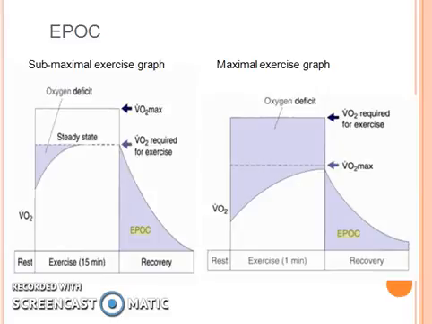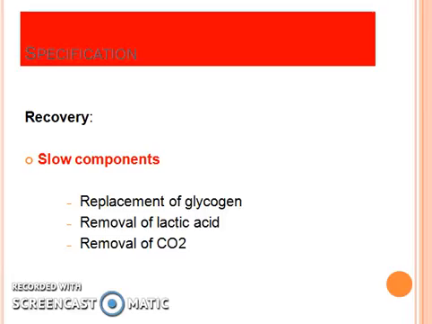As you can see, different exercises have different demands on our body systems. Therefore, if you're doing a 100-meter sprint, then your EPOC will be bigger as you need to recover more oxygen after exercise. Whereas in a marathon, because it's aerobic, you're able to get enough oxygen in, and therefore you don't have such a big recovery as you don't need to consume as much oxygen at the end to help remove the waste products. Now I'm going to talk about the slow components of recovery, which are the replacement of glycogen, the removal of lactic acid, and the removal of carbon dioxide.